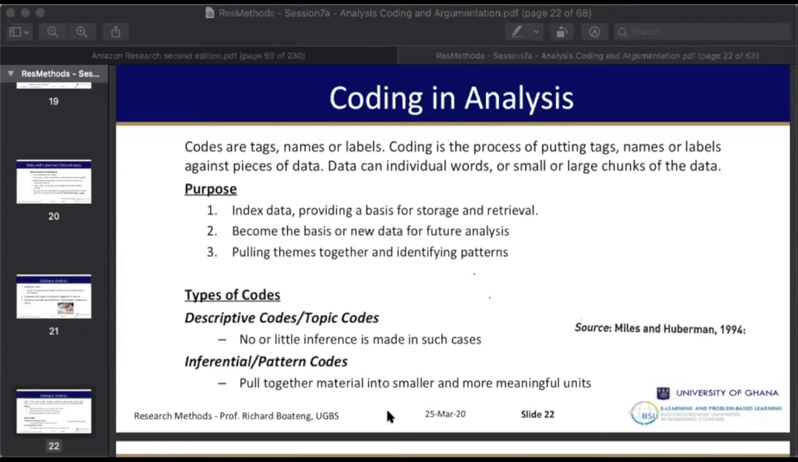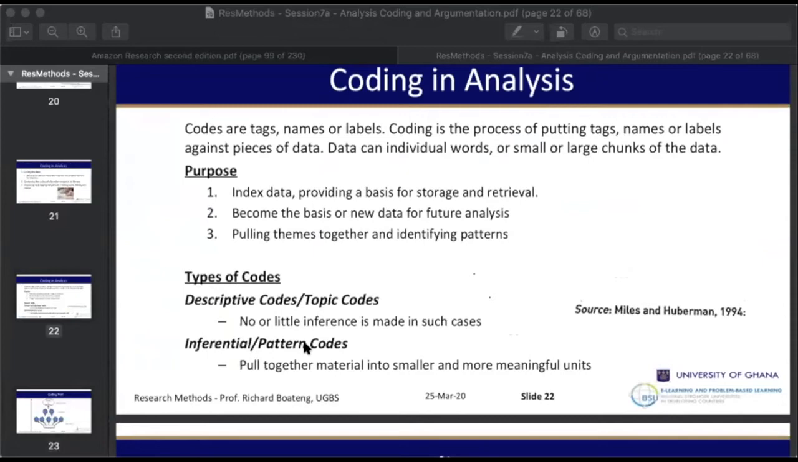There are different types of coding from different types of authors, please. I'm not saying these are all the forms of coding. But Miles and Huberman talk about three types of codes: descriptive codes, topic codes, inferential codes, and pattern codes. Descriptive codes and topic codes, and then pattern codes and inferential codes. They tend to be almost on the same level, but they are different, and I'll explain them later.